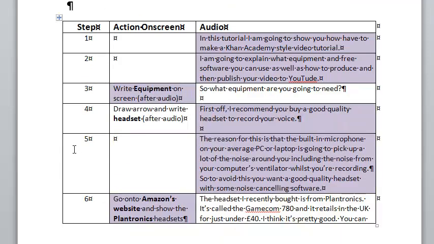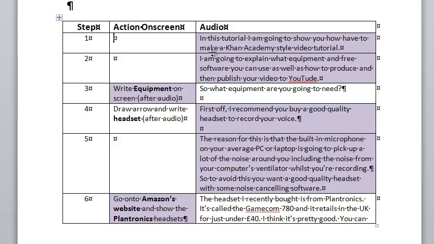So here is the actual script, and it's basically three columns. We've got a number of steps here, step 1, step 2, step 3, etc. We've got a description of the online action which goes on, coupled with audio. So here in step 1 there is actually no online action, but audio. And then I've got some online action and then audio.